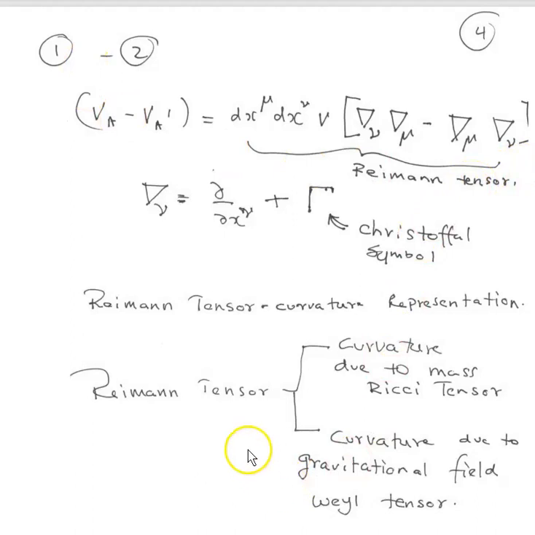So the full curvature is due to the mass, that would be the Ricci tensor, and due to the gravitational field, and that would be the Weyl tensor. And actually due to the gravitational potential, even though there is no mass, Hermann Weyl came up with this idea, which is accepted, that there would be a tensor, and that is part of the total curvature.